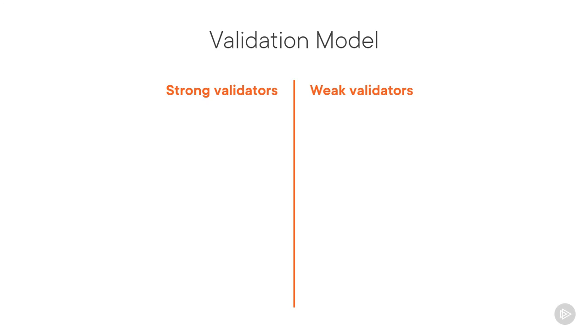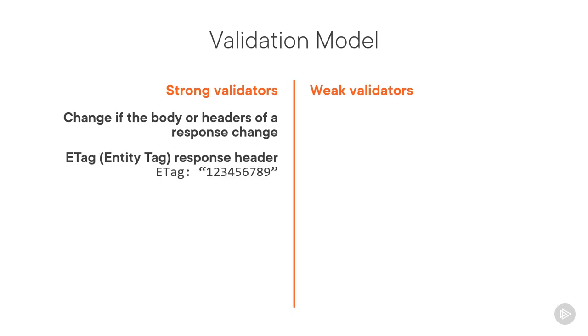There's two types of validators. A strong validator changes if the body or headers of a response change. A typical example of such a validator is an E tag, which means entity tag, sent through the E tag response header. An E tag is an opaque identifier assigned by a web server to a specific version of a resource. Strong validators can be used in any context, with caching, but also for concurrency checks when updating resources, as we will learn later on in this course.